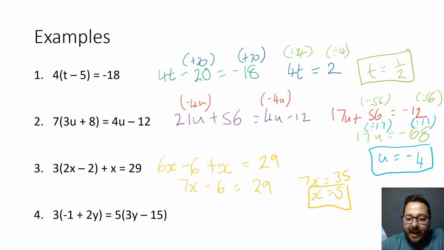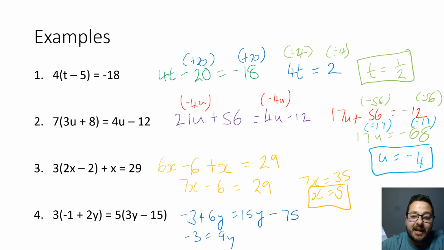Okay, great. And then the last one, so we'll just move a little bit quicker as we get more confident, hopefully. So expanding the first one, we've got 3 times minus 1 is minus 3. 3 times 2y is 6y. And then expanding the second one, 5 times 3y is 15y, and 5 times minus 15 is minus 75. Then we've got y's on both sides, so let's take away 6y from both sides. We end up with minus 3 is 9y minus 75.